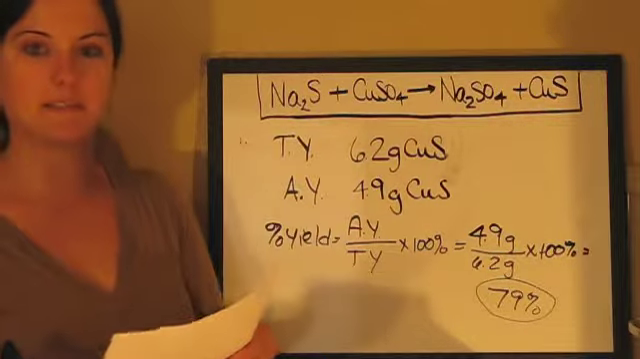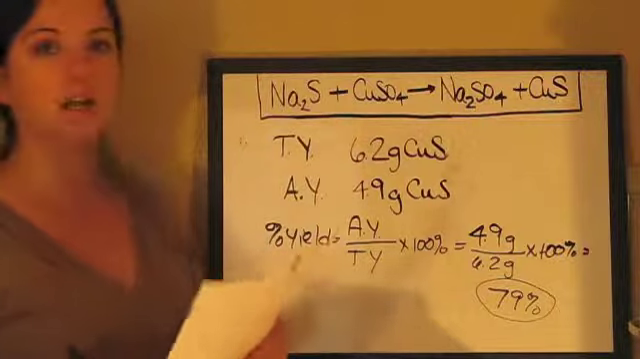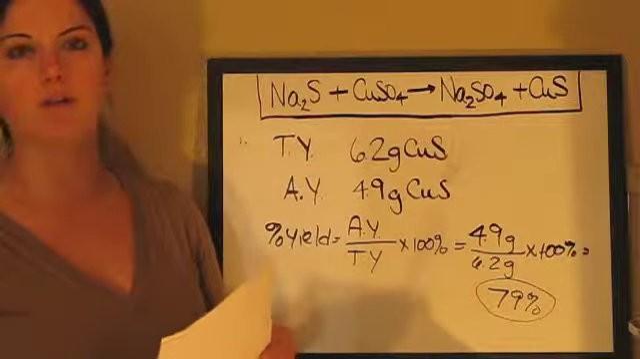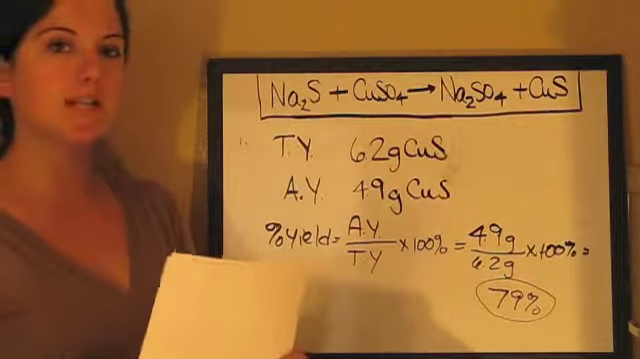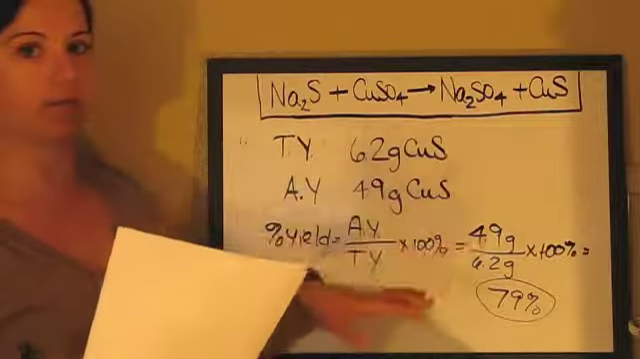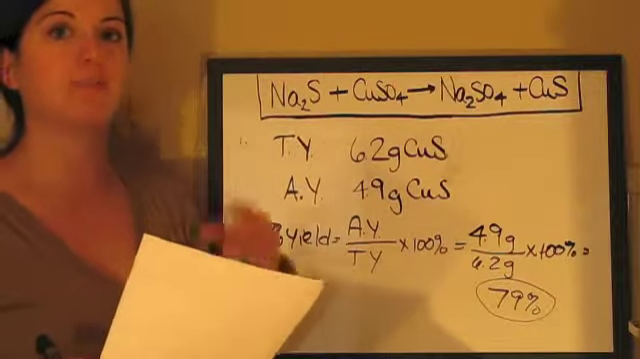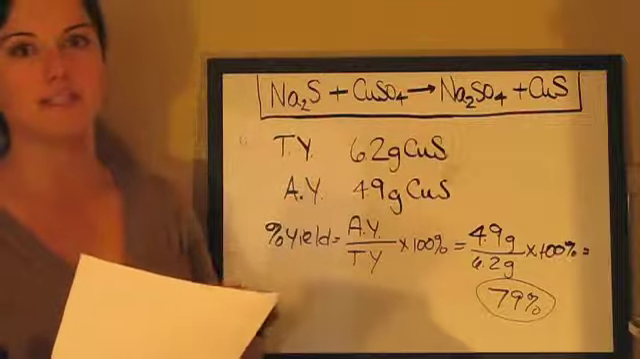So I hope this cleared up some confusion. Problems like this, I can guarantee you're going to see at least one of them on your midterm. So make sure you can take a problem like this all the way through, from start to finish, figuring out limiting reagent and percent yield.